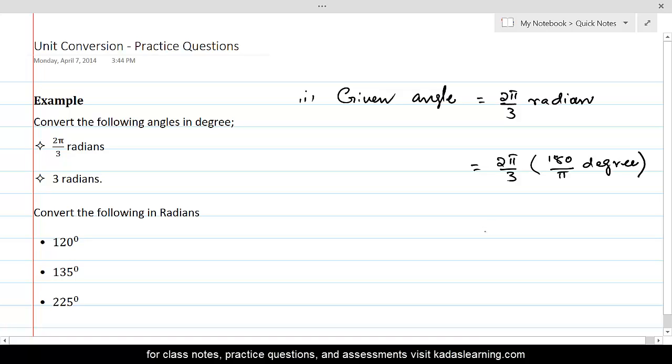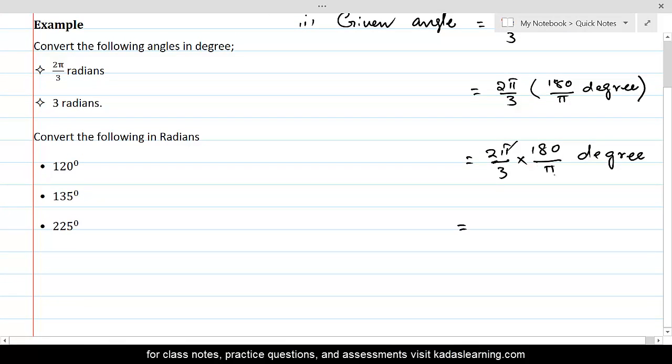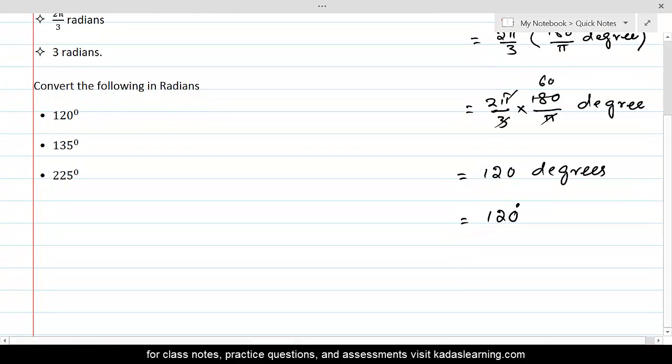Now if we simplify this expression, this will become 2 pi over 3 times 180 over pi degrees. If we cancel pi with pi and 3 with 60, this will become 120 degrees. Instead of writing the word degree, we can write just the symbol of degree, a small 0 on the upper right corner of 120. So now question number 2.